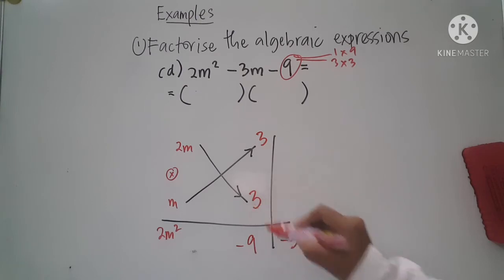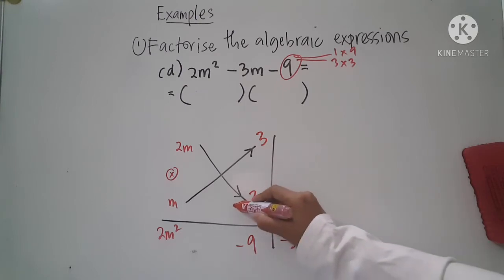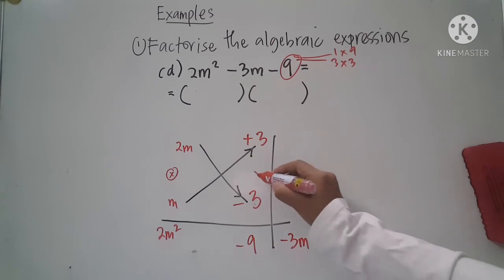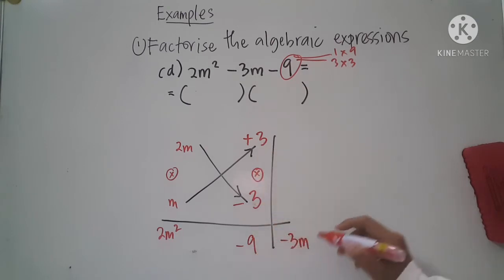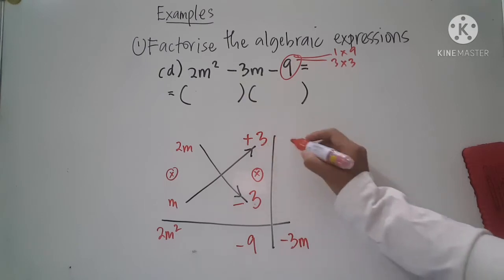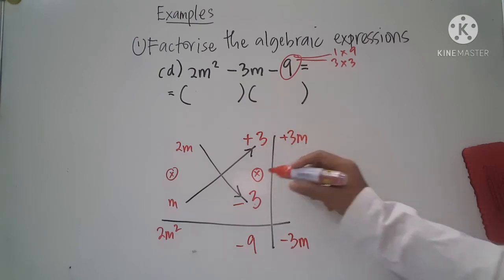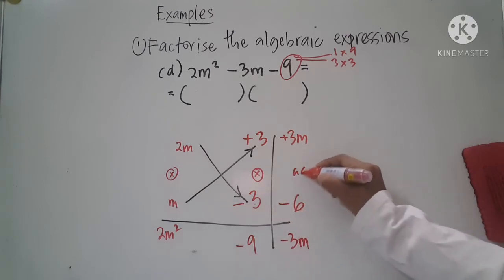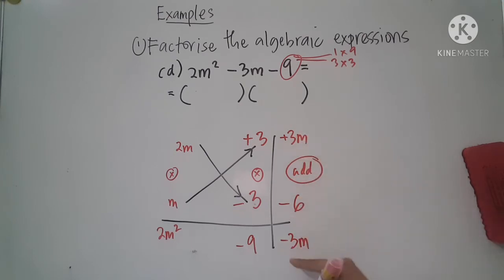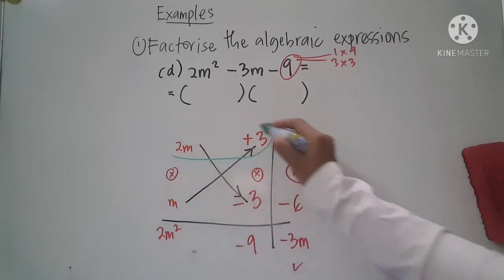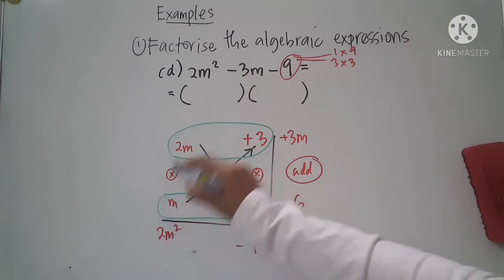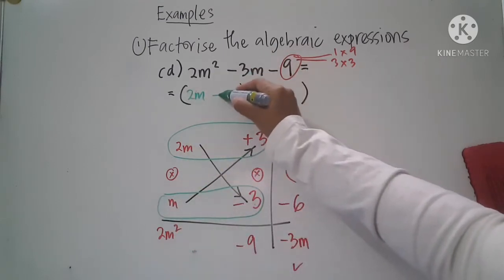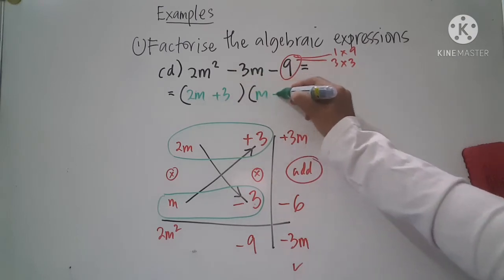3 and 3. One should be a negative sign, the other one must be positive. When you multiply, you are going to have the negative 9. M times positive 3m. 2 times negative 3, negative 6. So when you add up this one, the answer is negative 3m. Therefore, the answer that should be written in the bracket will be this one: 2m plus 3 and m minus 3.